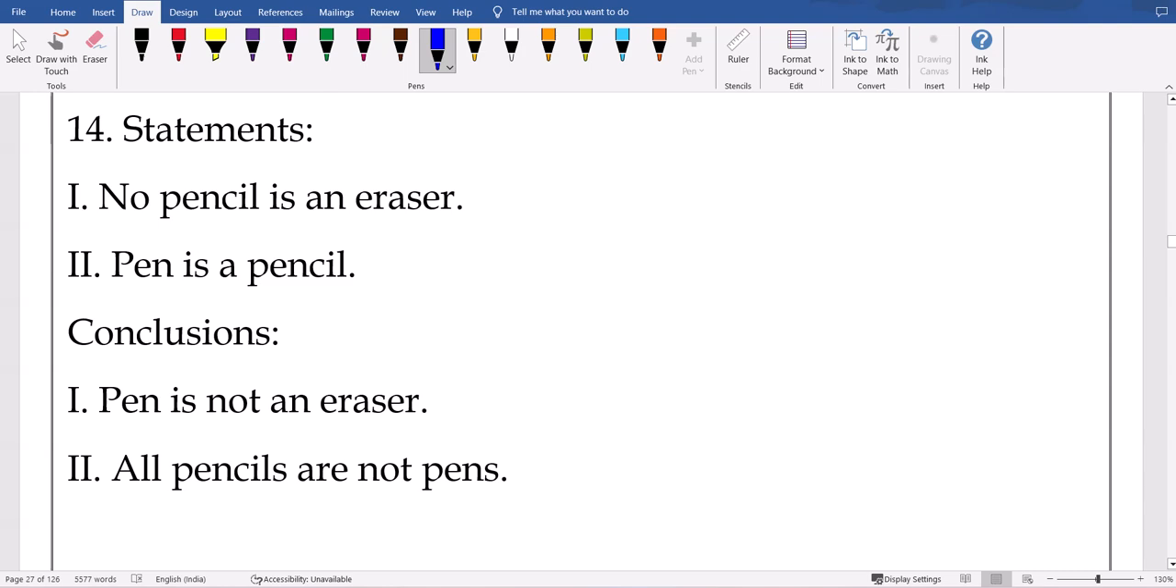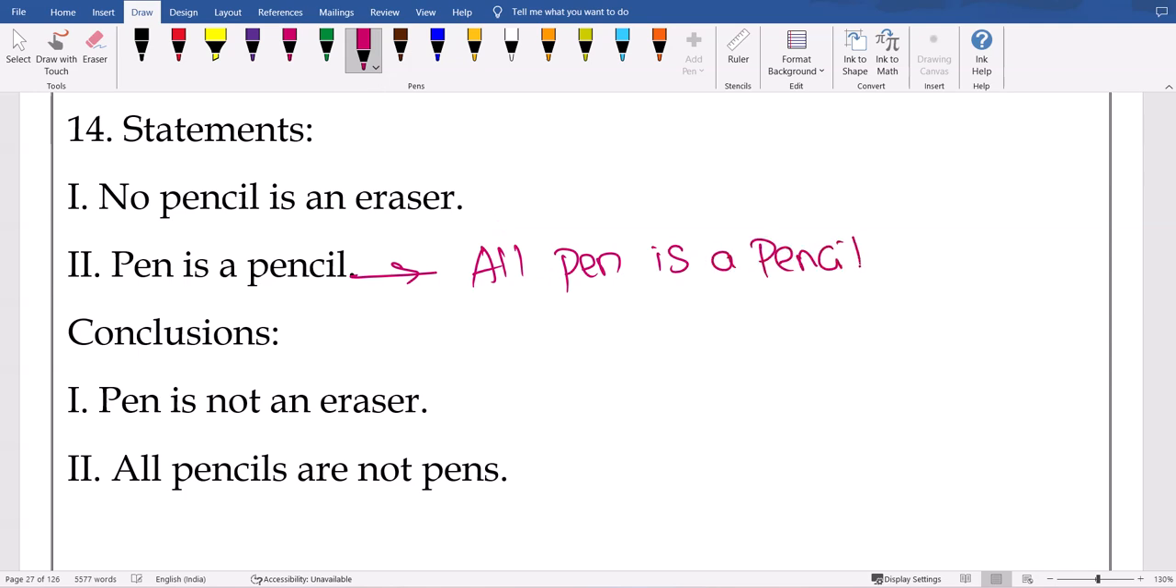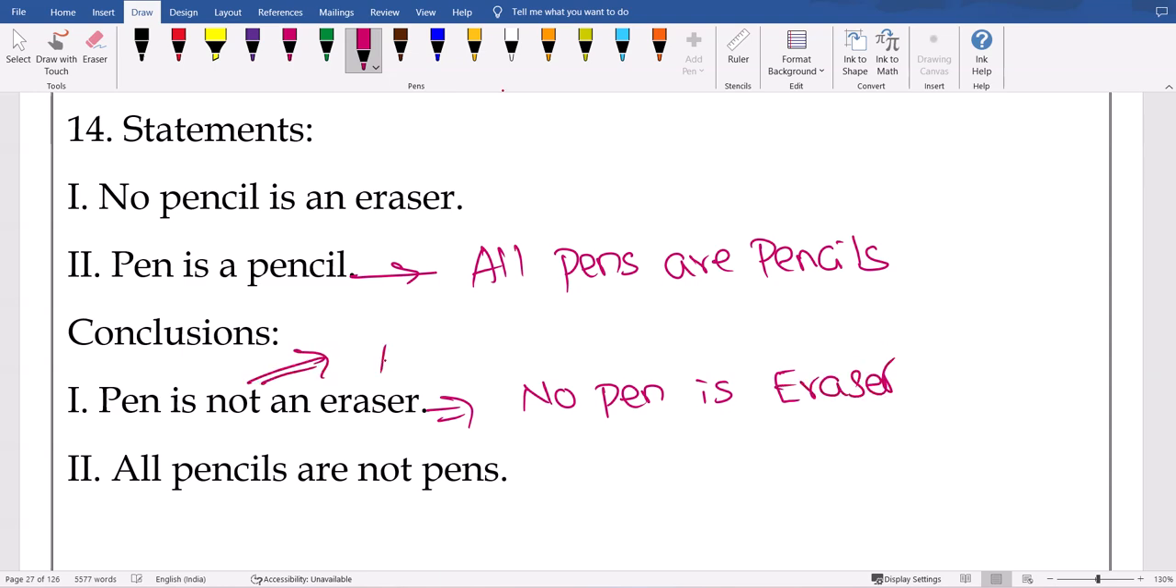Now see this 14th one. Yes, yes, yes. No discussions, please. Pen is a pencil means all pens are pencils. Guys, listen. In this question they have given indirectly that pen is a pencil means all pens are pencils. So the first conclusion, I'm not understanding. Pen is not an eraser means no pen is an eraser. Or else all pens are not erasers. Both meanings are the same.